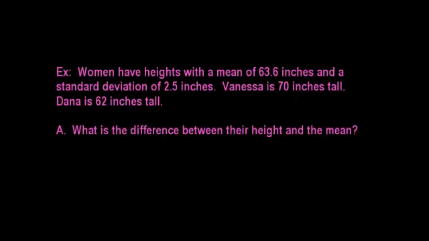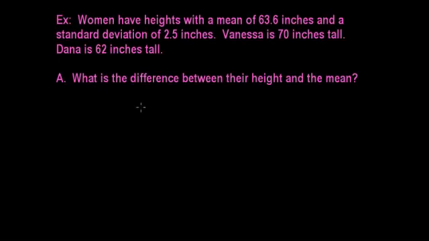Okay, let's look at an example. Women have heights with a mean of 63.6 inches and a standard deviation of 2.5. So the way this is worded, it's not talking about a sample. It's saying women have heights. So we actually have population data. Now that doesn't mean that they've actually measured every woman, but it does mean that they have so much information on this that we could consider this the population mean and the population standard deviation.